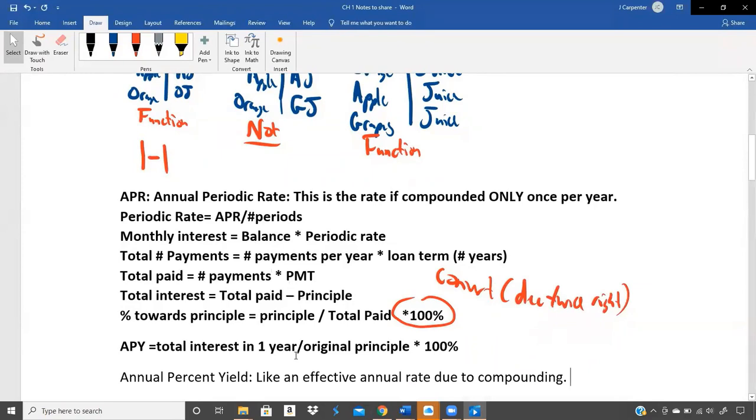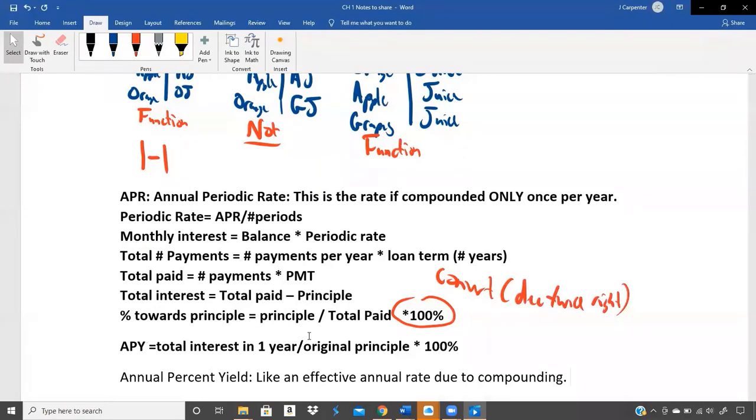It's one computation. It's one step. You know, the last two are converting to percents, but that's because they're meant to be percents. So I don't really count that as a step in terms of a concept. How do you find a periodic rate? It's a division. How do you find a monthly interest? It's a multiplication. How do you find a total number of payments? It's a multiplication. Total paid, multiplication, total interest, subtraction. A percent paid towards principal, a division, an APY, a division. You just got to know what two things to multiply or divide or subtract.